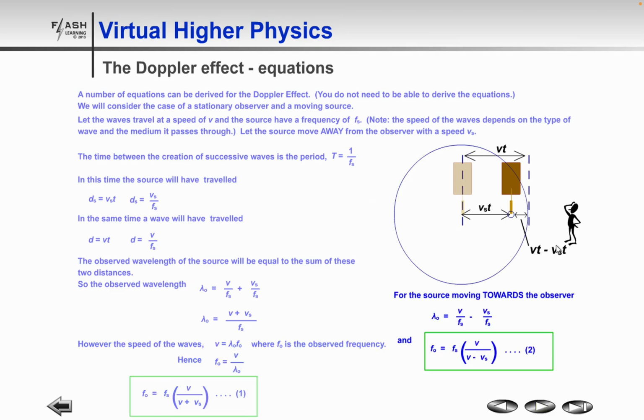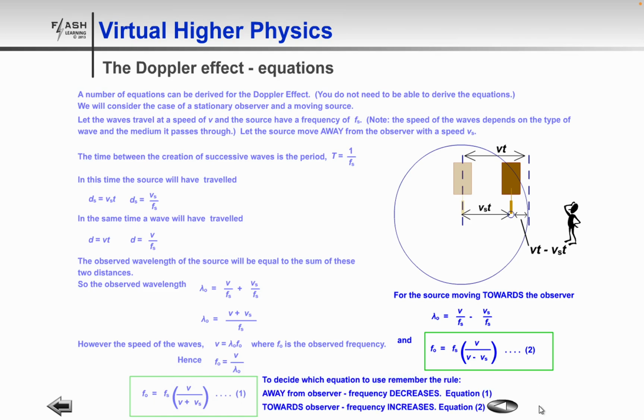If we go through a similar logic, if you were observing and the source was coming towards you, then the observed wavelength would be Vt minus Vst. Once again, substituting this equation in for lambda naught, we get F naught equals Fs times V over V minus Vs. In the formula sheet, these are both combined into one formula, plus or minus, and you have to pick the correct one depending on whether the source is moving away from the observer, in which case you pick the plus, or towards the observer, in which case you pick the minus.